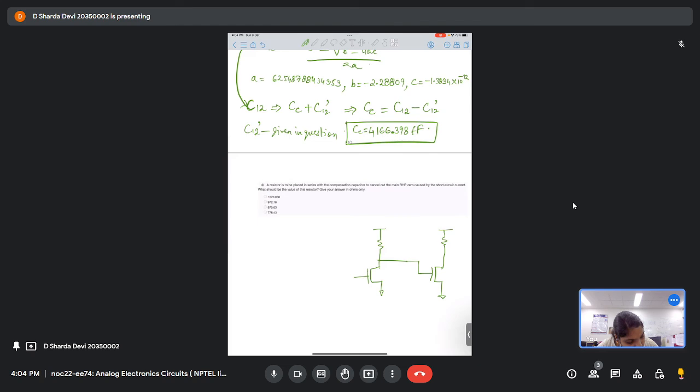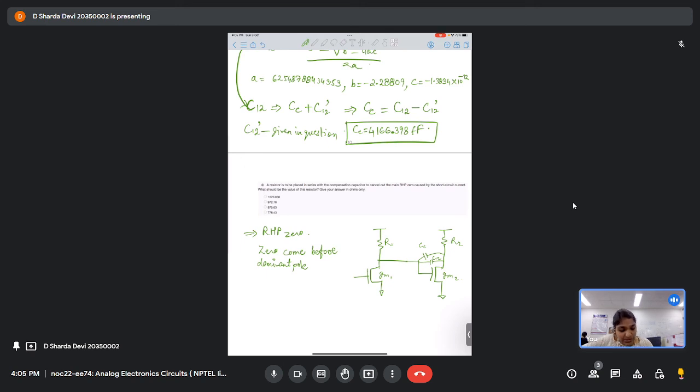So what happens is, when we have this C12, the CC and C12 will lead to a right hand plane 0, and there are chances that this 0 comes before the dominant pole. Let's say there are chances that this 0 may come before the dominant pole.